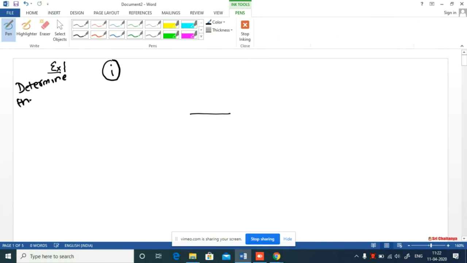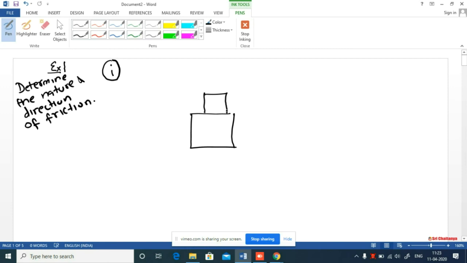Determine the nature and direction of friction. By nature, I mean whether friction is kinetic or whether it is static. So imagine that we have these two blocks, A and B, and let us say ground is smooth.